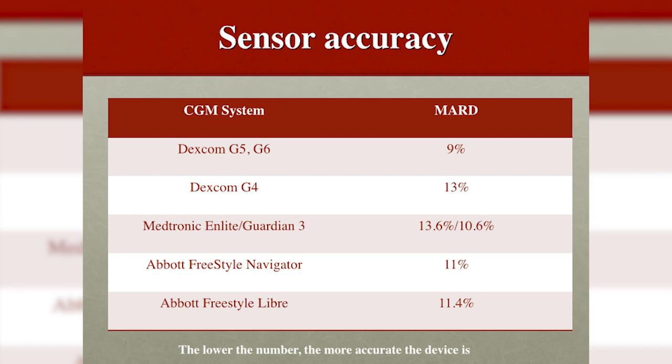So we're talking about the Dexcom G5, and G6 is about 9%. Dexcom G4 is going away. Abbott, the Freestyle Libre, is about 11.4%, and it's a little bit less accurate, more like 20% or even higher in the hypoglycemia range. And again, the lower number, the better. So now we're moving to the insulin delivery devices, and then we will discuss how to integrate measuring devices and insulin devices in one system.